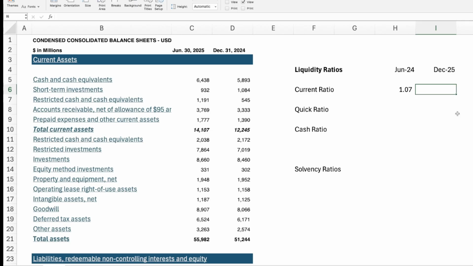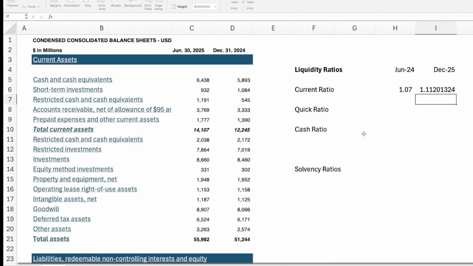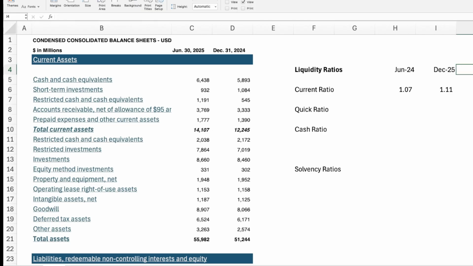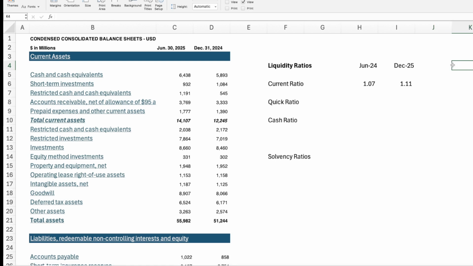Let's look at what the current is. This is for the previous year, the June 24 figure. So we take our total current assets divided by total current liabilities. And as we can see, this is getting higher. Okay, I'll zoom out a little bit so we have a bit more space.